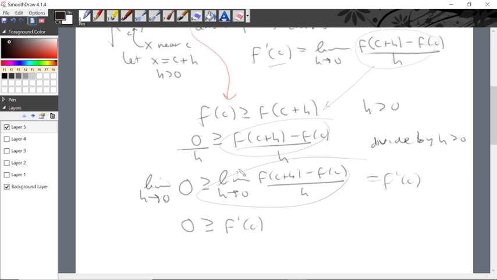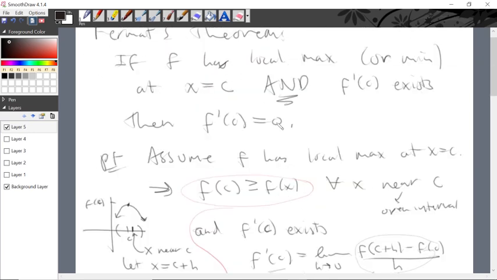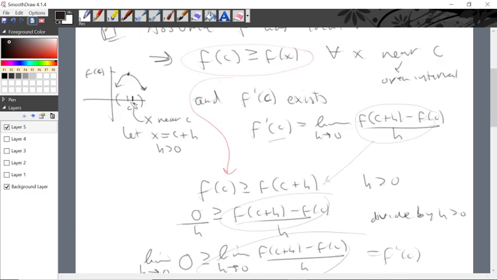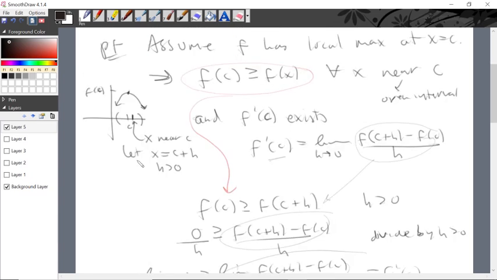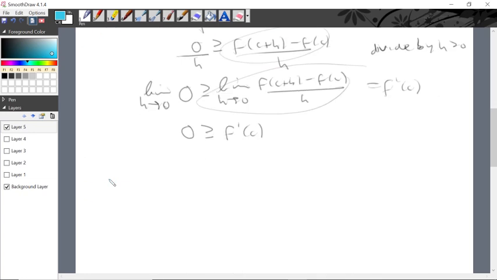What's the conclusion of Fermat's theorem? That f prime of c is equal to 0. Not that f prime of c is less than or equal to 0. It should be that f prime of c is exactly equal to 0. Well, by choosing a value of x that is to the right of c, we've found that 0 is greater than or equal to f prime of c. Now let's choose a value of x to the left of c. So let x equal c plus h, where h is less than 0. That means we're choosing a value within this open interval, but it's to the left of c.